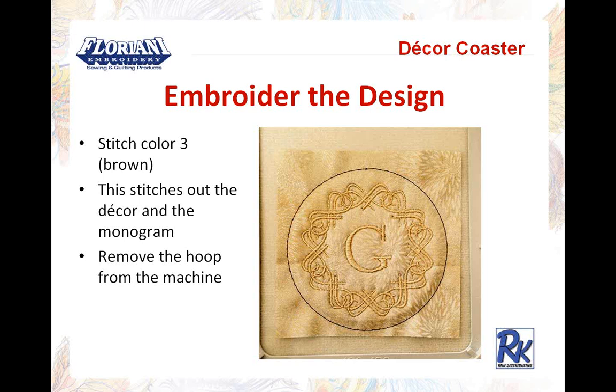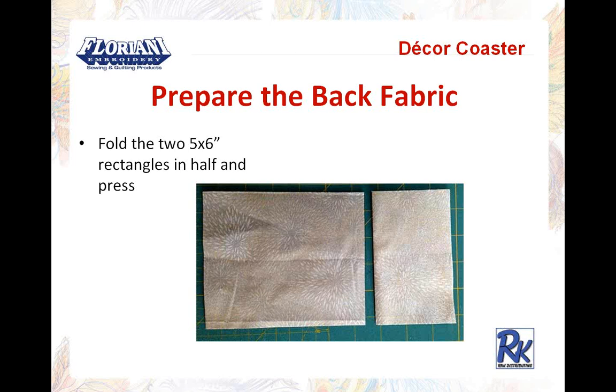And once it's stitched out the Decor and the Monogram, you want to go ahead and remove the hoop from the machine. Now, every time we tell you to remove the hoop, don't take the fabric and the batting and the stabilizer out of the hoop. Go ahead and leave it in the hoop. All right, so you want to leave it in the hoop. And we're next going to prepare our back fabric.